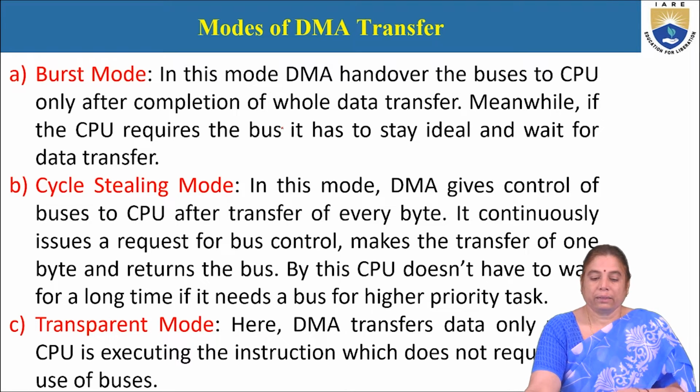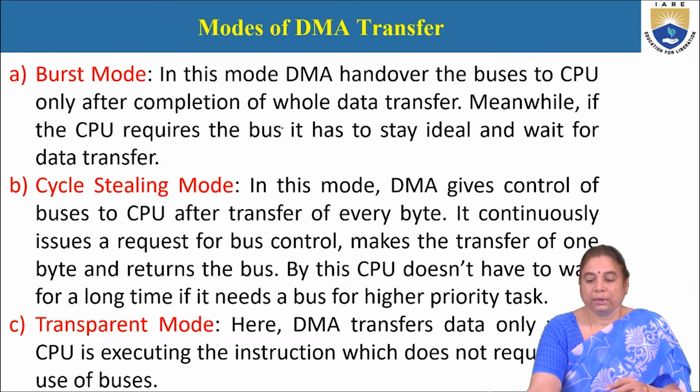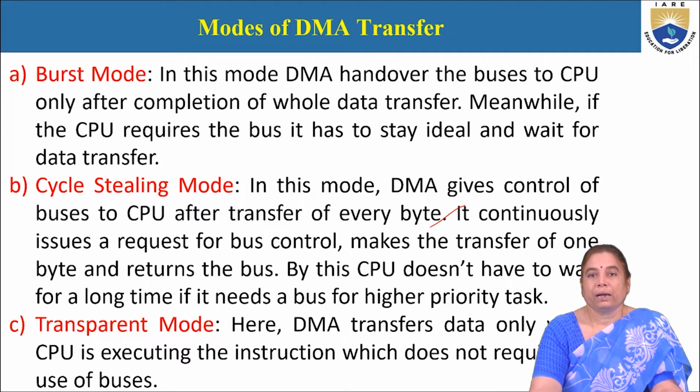Next, the second method is cycle stealing mode. In this mode, DMA gives control of the buses to the CPU after transfer of every byte. So byte by byte transfer takes place in case of cycle stealing mode. After transmitting one byte from the peripheral to the memory, the bus control is given to the CPU. It continually issues a request for bus control, makes the transfer of one byte and returns the bus.